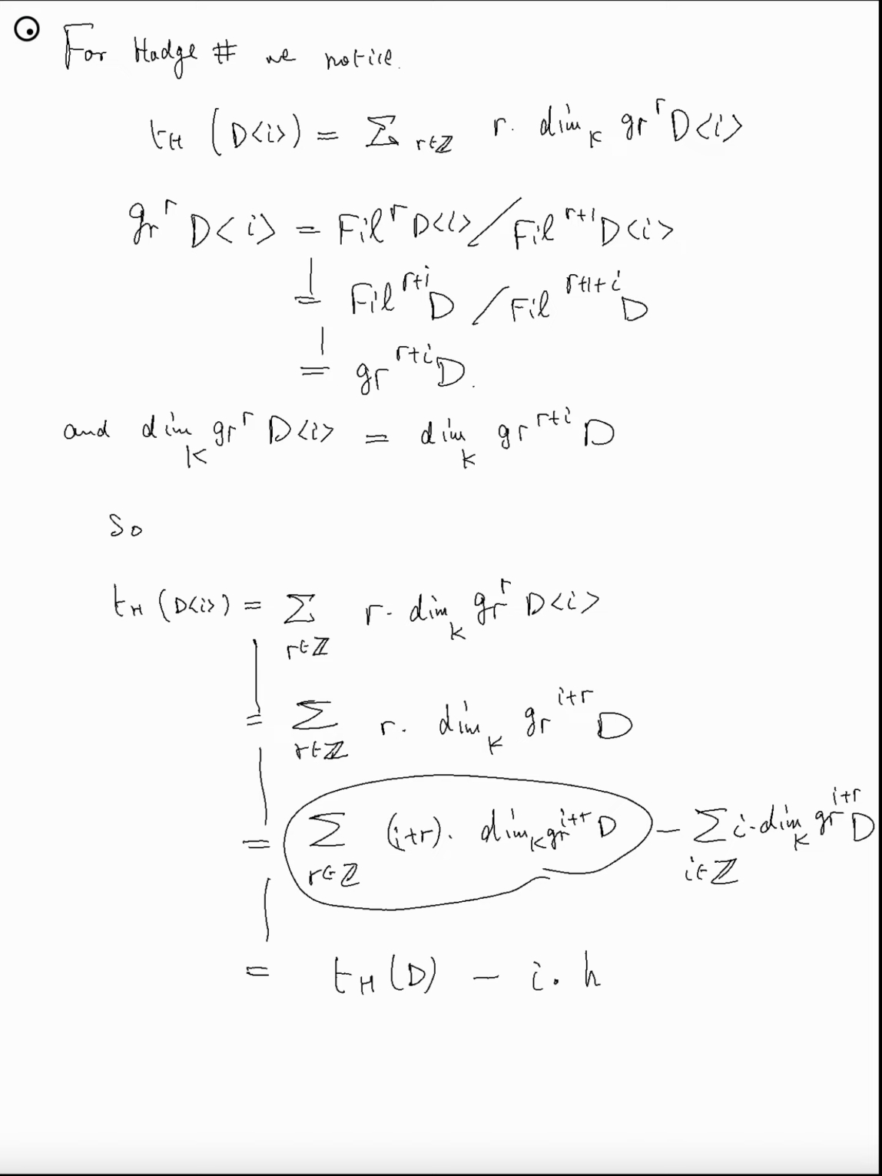This is telling you that D is admissible implies that the twist is admissible also. And then it is if and only if, not just if.